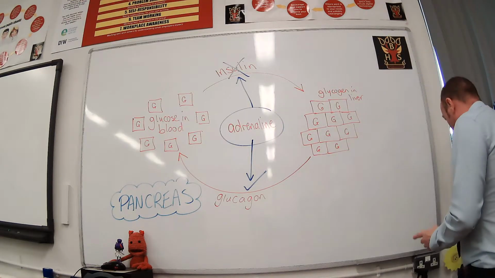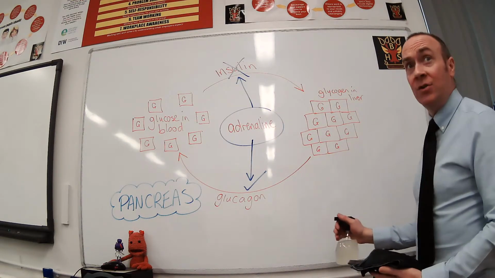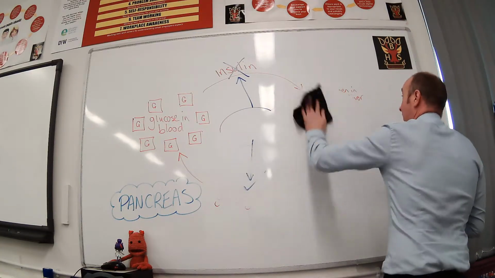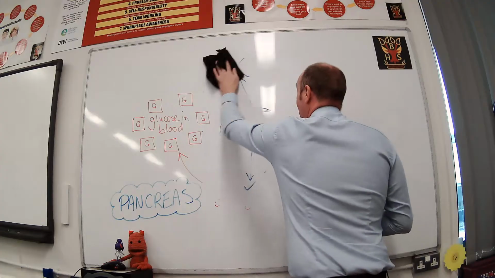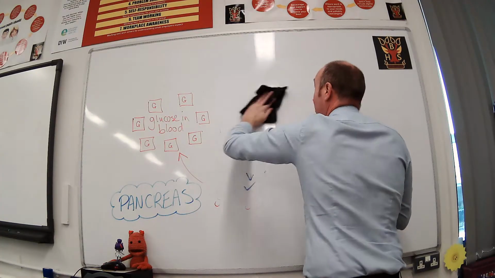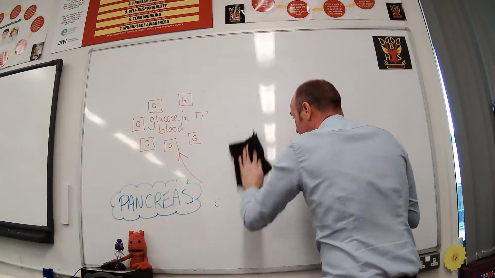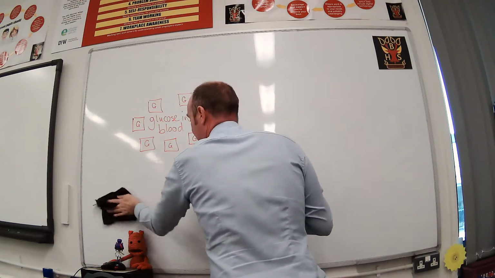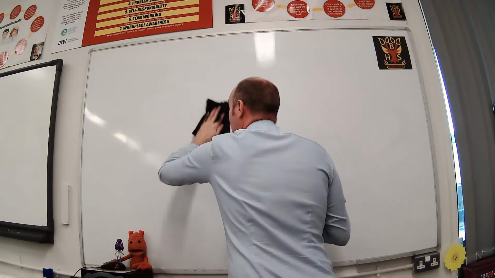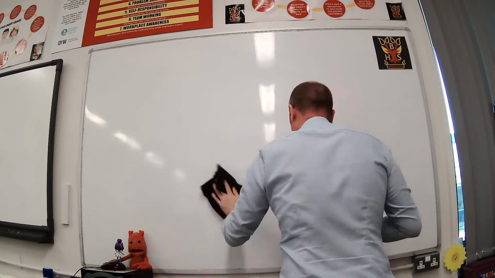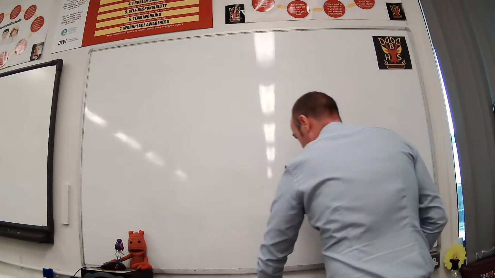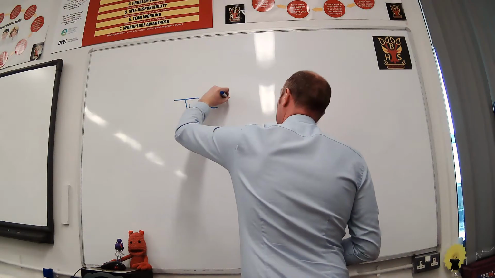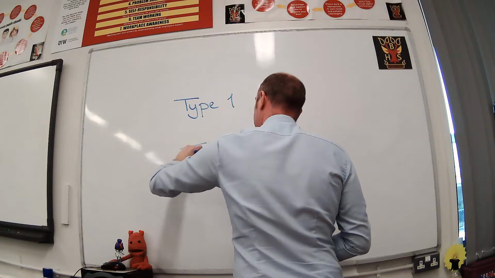The only other thing we talk about in this topic is a condition called diabetes. Now, diabetes is directly related to the ability to control blood glucose level. And there are two different types of diabetes. You may well know this already. Type 1 diabetes and type 2 diabetes.